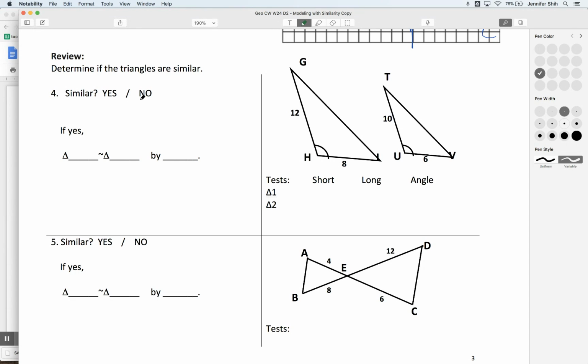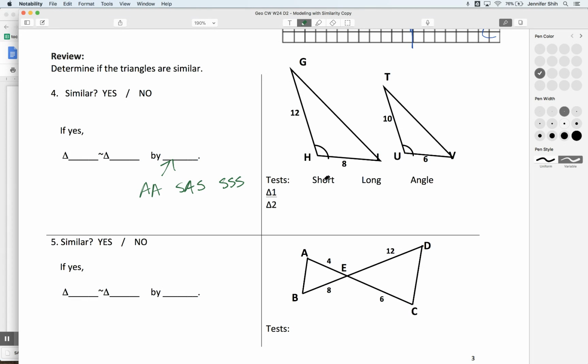We don't know yet. We can't answer this. So I'll show you how to use this organizer and then you can apply it. If yes, you have to name the triangles and their corresponding parts. When you name the triangles, you have to be really careful because each letter has to correspond with the appropriate vertex. And then your answers in here are either going to be AA, SAS, or SSS, depending on what you have. So this says test.